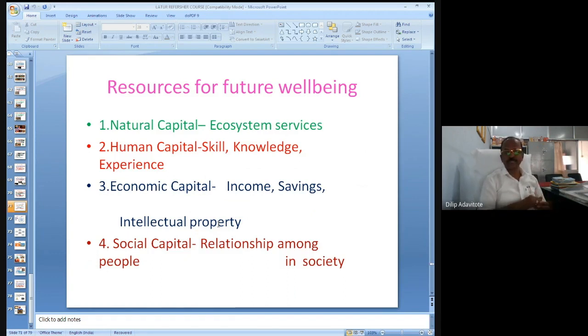resources for future well-being, where we can concentrate. Number one is natural capital. As a geographer, we must talk about our natural capital, that is the physical environment, ecosystem services, how we can protect eco-friendly tourist destinations. Again, our human capital, various skills, knowledge, experiences we must share for future well-being. Economic capital, income sources, savings, intellectual property. Social capital, relationships among people in society. This is very important. Nowadays, social phenomena, social relationships are not so good in our country. So we have to think on this also for the future well-being of our country.